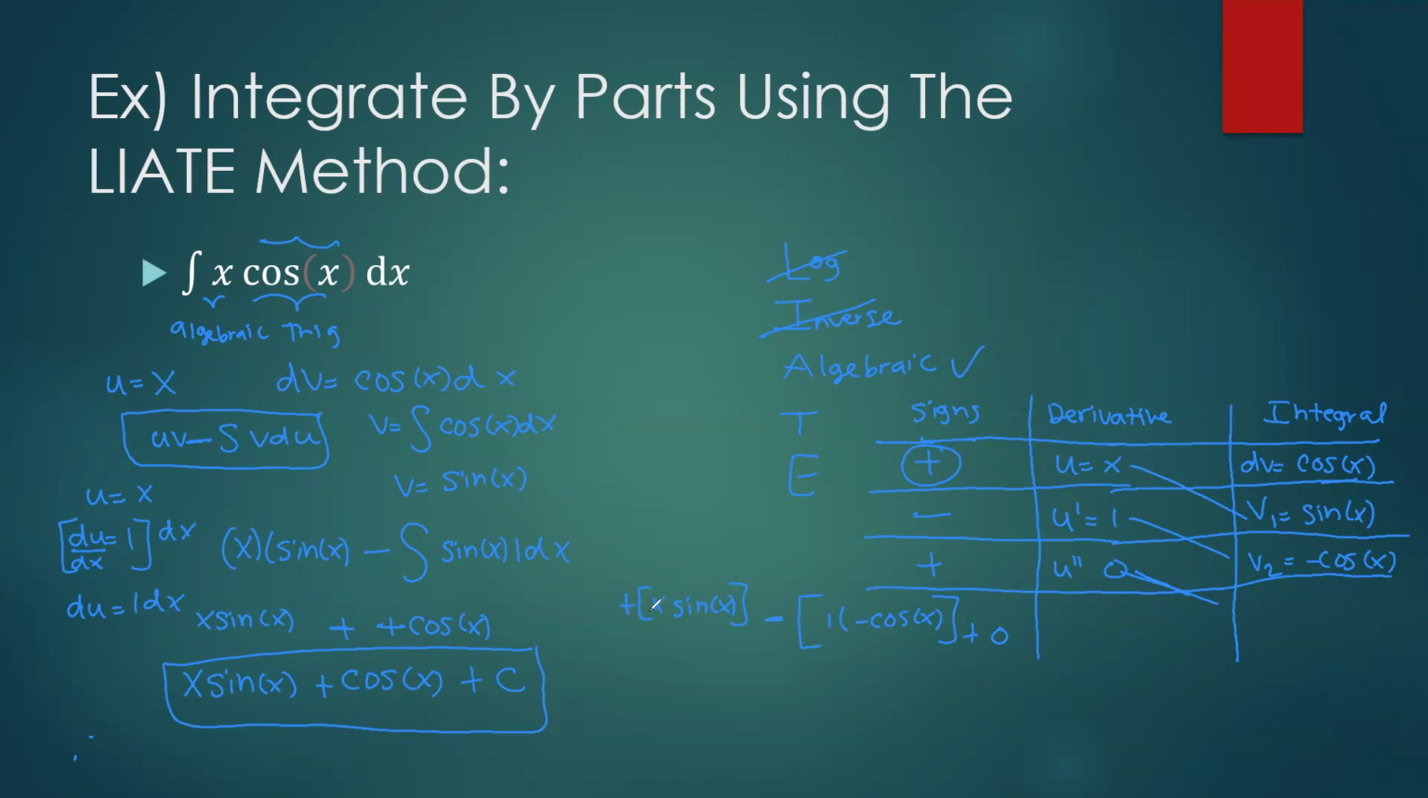Okay, so clean it up. x times sin x is x sin x. A minus times a negative is a positive, so positive cosine x, and then plus c. As you can see, the tabular method works. You get the same answer as before. So yes, LIATE really helps with choosing your u and your dv. Okay, I will stop here.